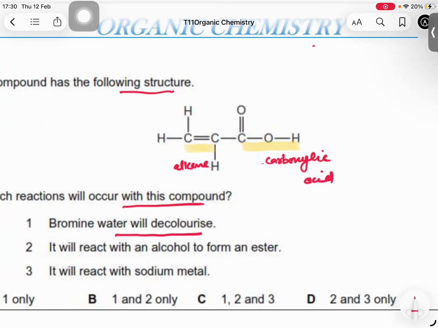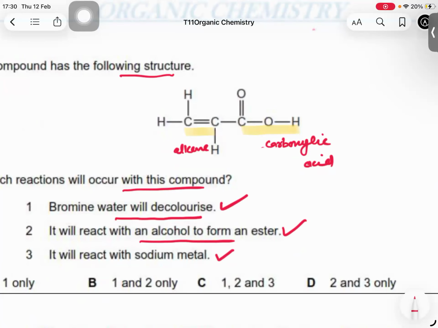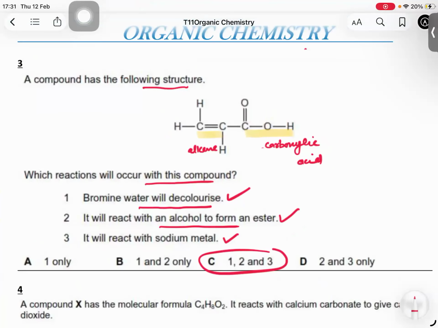Bromine water will decolorize. Yes, because it does decolorize if the bromine is there. It will react with alcohol to form ester. Yes, alkenes don't, but carboxylic acids do. It will react with sodium metal because carboxylic acid reacts with sodium metal. So all three statements are correct. So option is C.